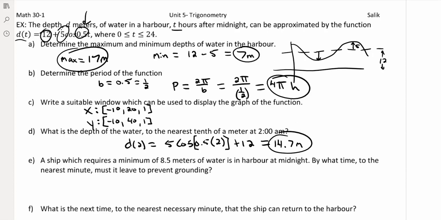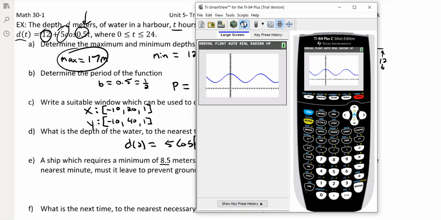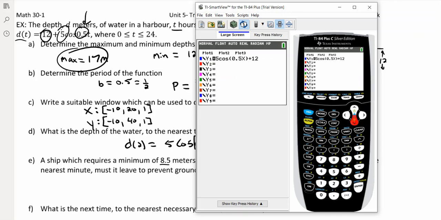All right, so it says a ship requires a minimum of 8.5 meters of water and is in harbor at midnight. By what time to the nearest minute must it leave to prevent grounding? Okay, so we want to know what the time should be at 8.5. So really we want to make a line at y is equal to 8.5, right? So let's go back to our graph here and we'll do it again. So we'll go y is equal to, and we're going to type in 8.5, and graph it.